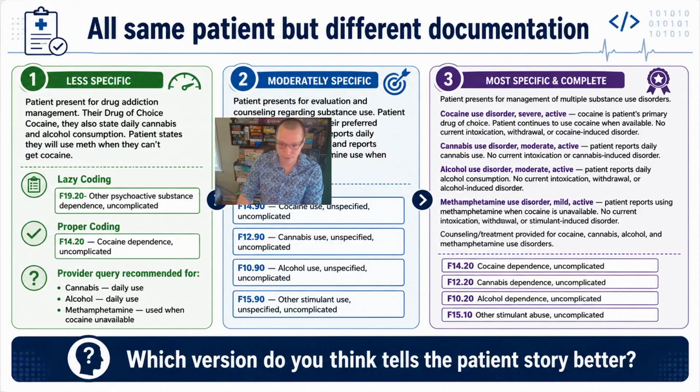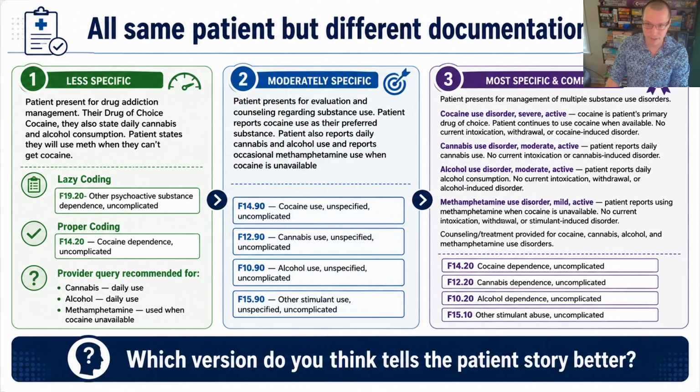So let's go through how documentation will affect these drug cases. All of these are the same patient, that is how I came up with it, but just different documentation. So let's go with documentation. Example 1, patient presents for drug addiction management. Their drug of choice is cocaine, and they also state daily cannabis and alcohol consumption. Patient states they will use meth when they can't get cocaine.